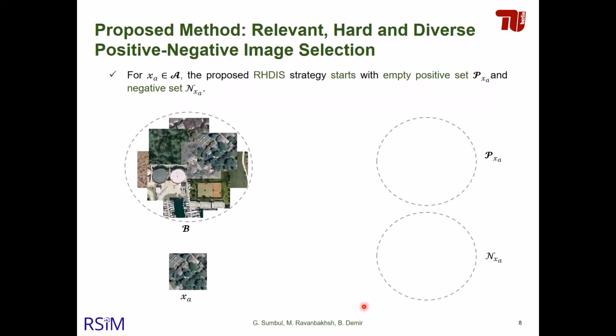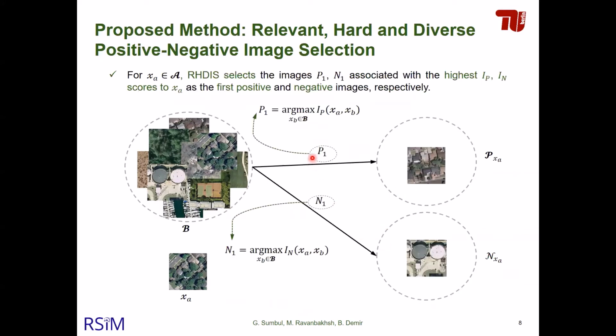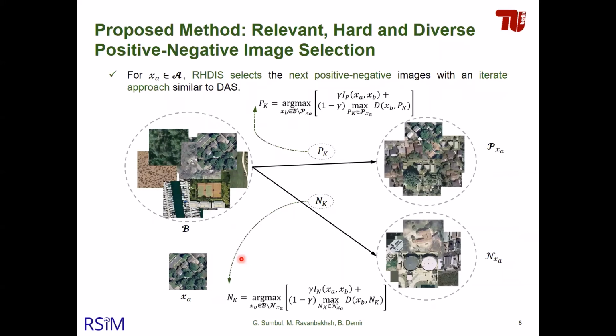This strategy starts with empty positive and negative sets for each anchor. Then the first positive image P1, which has the highest positive informativeness score with the anchor, is selected. Similarly, the first negative image N1 is selected based on the negative informativeness score. After selecting the first positive and negative images, other images are iteratively selected, similar to the first step, to select also the most representative positive and negative images in addition to informativeness. It is stopped when the desired number of positive and negative images are chosen, which is K as a method parameter.